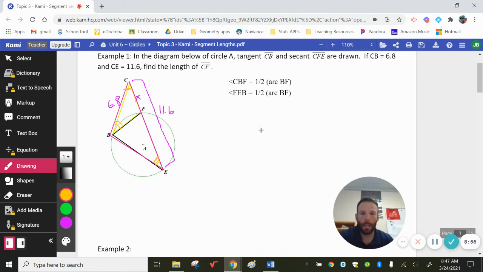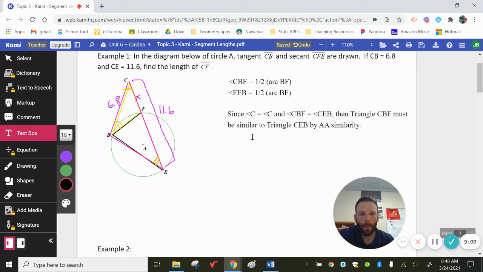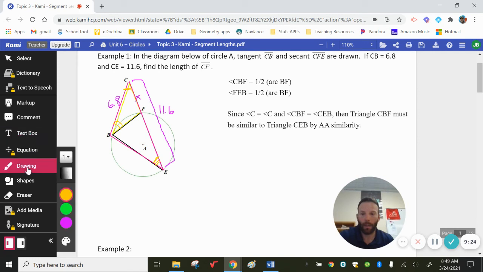Let me write a little something about why I know this. Just to reiterate, angle C in yellow is the same as angle C in pink, and angle CBF in yellow is the same as angle CEB in pink. Then the triangle CBF must be similar to the triangle CEB by angle-angle similarity. Now I can get back to where I was in the first place: how is that going to help me figure out the lengths here?